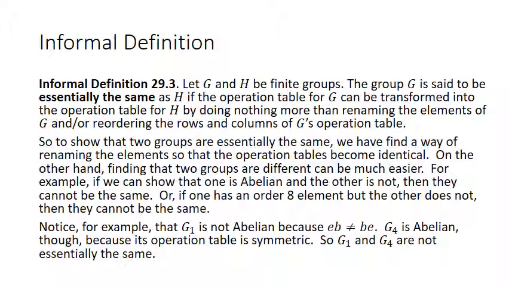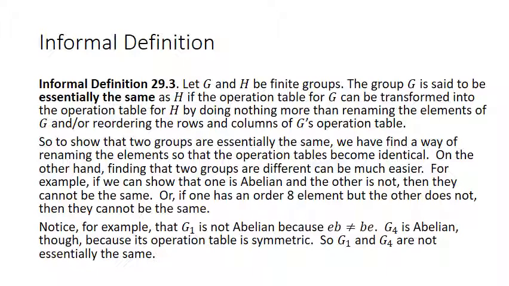But this is the way you want to think about this concept. So if you want to show that 2 groups are essentially the same, then you need to find a way of renaming the elements of one so that the operation tables become identical. You might also have to rearrange the operation table's rows and columns. But on the other hand, if you want to find that 2 groups are different, that can actually be a lot easier, and that's exactly what we saw in that preview activity. It wasn't too hard to show that 2 of the groups were different, but we couldn't really think of a way to show that 2 of them were the same.